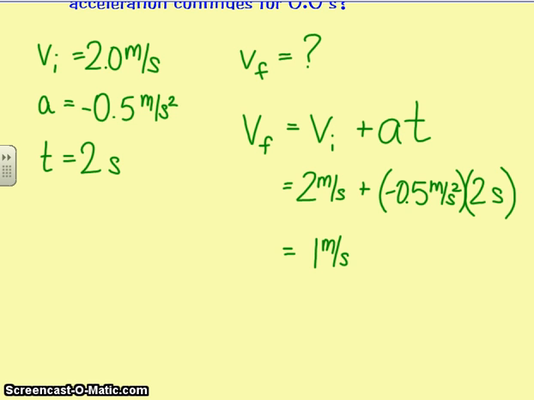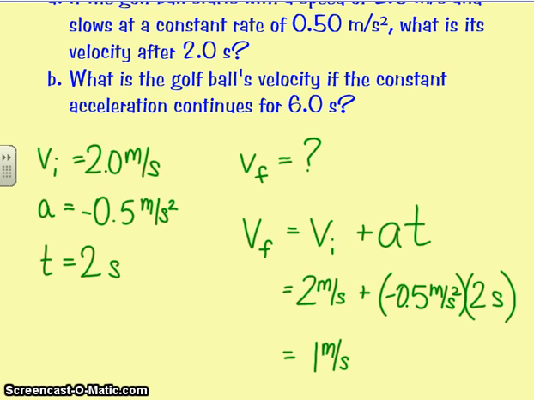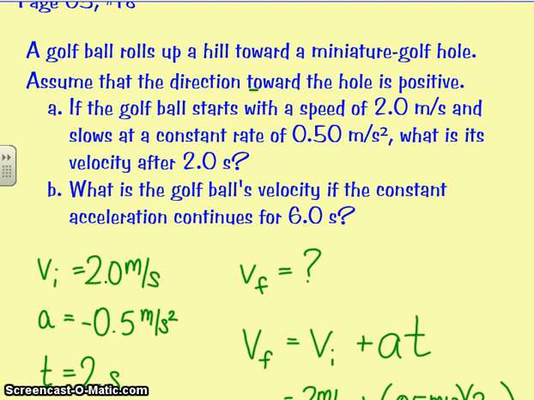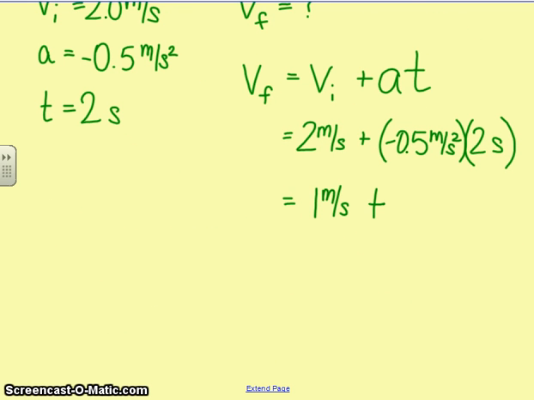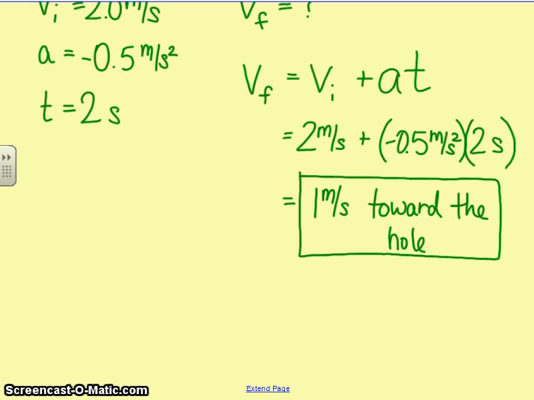And it's very important you give me a direction as well. Not just simply saying positive is not enough. This is a positive 1 meter per second, and the problem told me that toward the hole is positive. So I will put toward the hole as my direction. That is a reasonable number. If I multiply it by 2, I get about what it is in miles per hour. So it's about 2 miles per hour, which is a very reasonable speed for a golf ball.